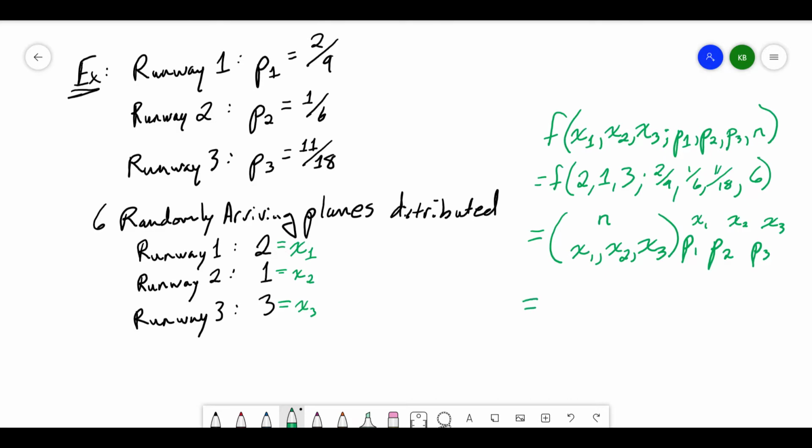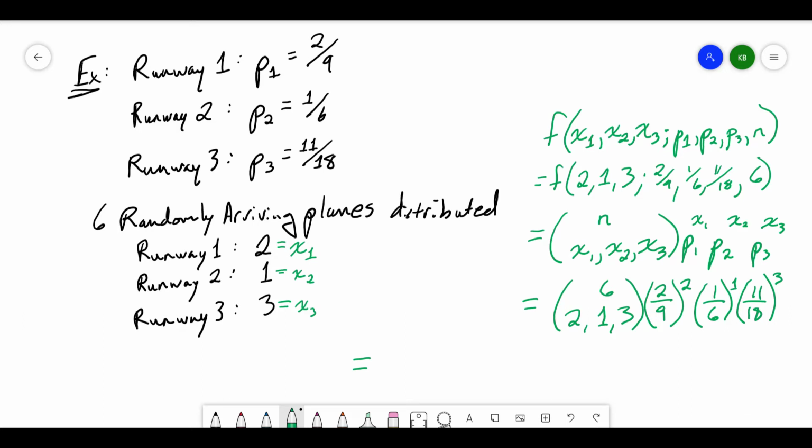Again, plugging in my values, I'm doing 6 choose 2, 1, 3. Probability 1 was 2/9, and I'm raising that to the x1, so to the second power, times probability 2, which was 1/6, raised to the first power, times probability 3, or 11/18, raised to the x3, or third power. So now all I'm left to do is to calculate this. So this is equal to 6 factorial divided by 2 factorial times 1 factorial times 3 factorial, and then I multiply times 2/9 squared times 1/6 times 11/18.